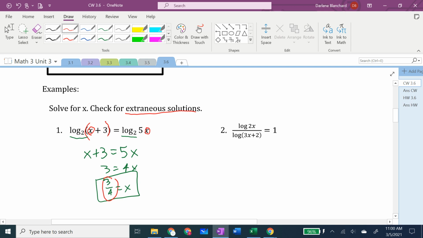So is 3/4 plus 3 a positive number? Yes. Is 5 times 3/4 also a positive number? Yes. You don't need to write anything down. You just need to do that quick mental check of, is it creating a positive number to go in the logarithm? It's not about whether the answer is positive or negative. It's about when you plug it in, does it make a positive number go in the logarithm? And so since it only makes positive numbers go into logarithms, that is a correct answer. It's not extraneous.